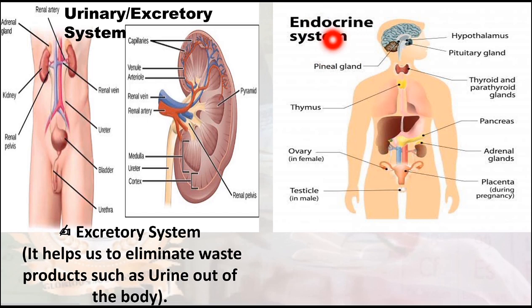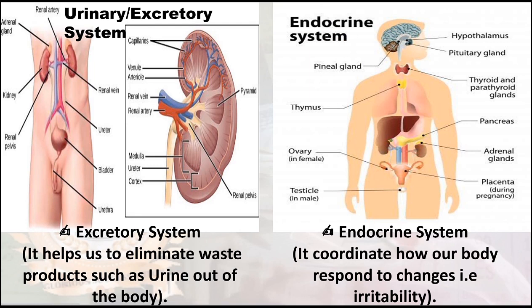Endocrine system. Endocrine system is the type of system that helps us to coordinate irritability. Now, this is a system that helps us to respond to changes in our environment. Take for instance, if there is a cold condition in the atmosphere, what helps our body to be able to sense it, to be able to respond to that changes in the physical environment is called endocrine system. This system is a system that coordinates our body through chemical called hormones.